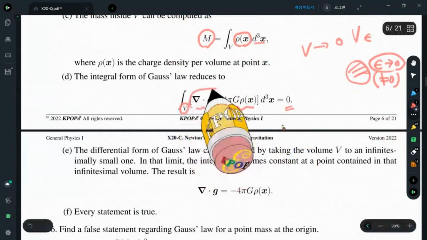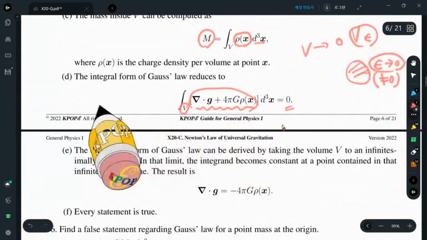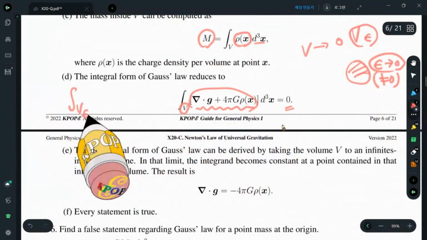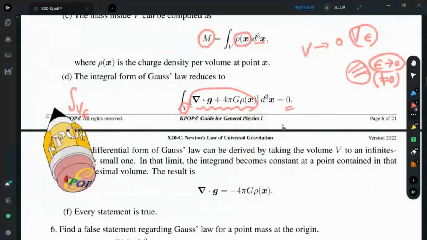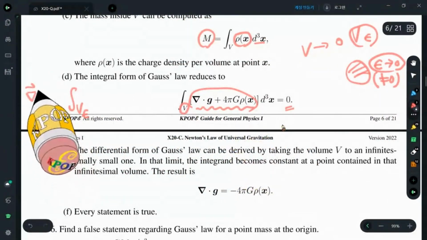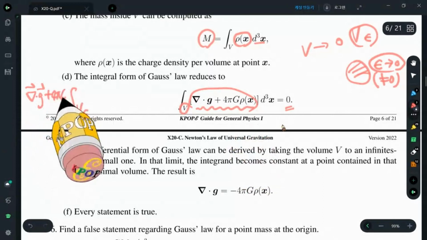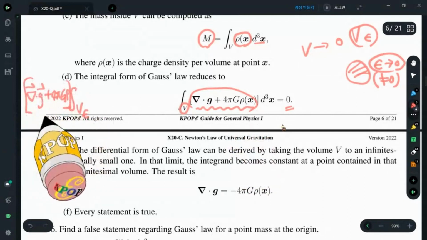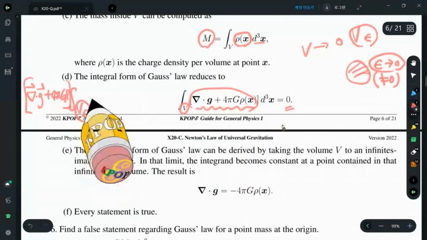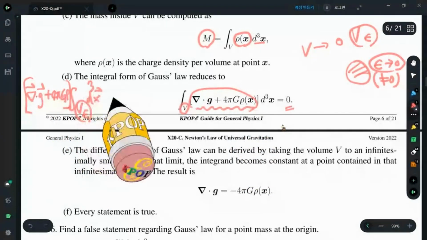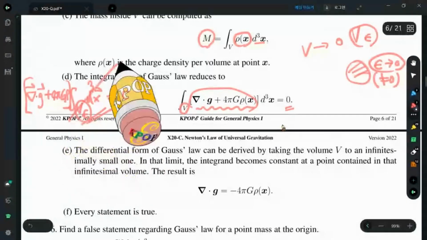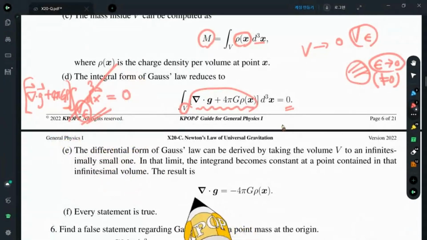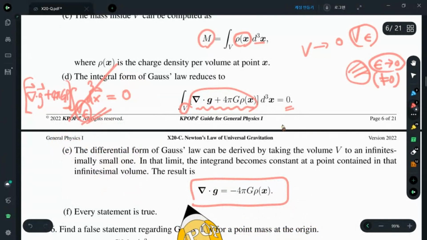In that case, for a very tiny volume, this integrand is frozen to a constant value. So I can pull this integrand out of this integral as long as this volume is very, very small. Even though it is very, very small, it is non-zero. So I can divide this volume away. Finally, I end up with this differential form of the Gauss law.